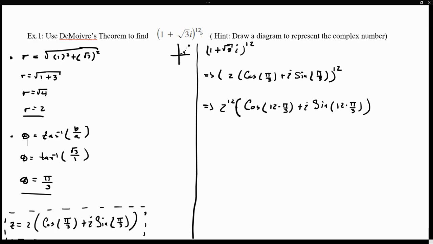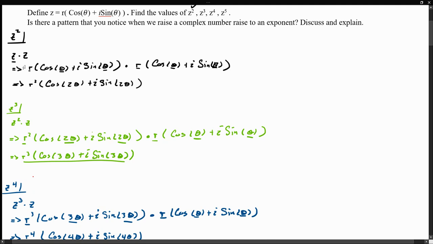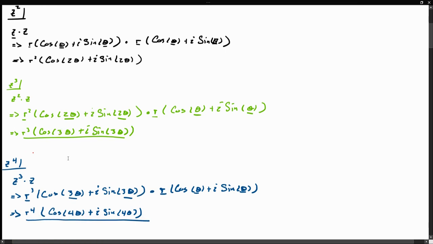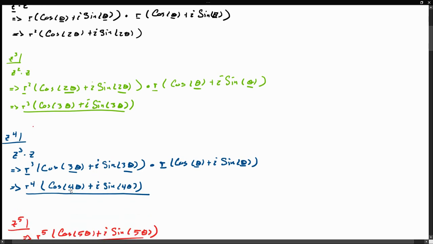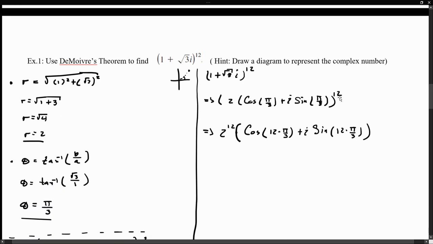Because this is essentially what we just discovered here. If we want to raise it to the second, then r is to the second, and the angle inside the cosine was 2 times the given angle. If it was to the third, then r was raised to the third, and inside the cosine, it was 3 times the angle. If it's to the fourth, then r to the fourth, and inside the angle is 4 times the angle. Well, in this case, since we want to raise it to the 12, then it will be 2 to the 12, and inside the cosine and the sine, it will be 12 times the angle. And remember that our angle, we defined here as pi over 3.